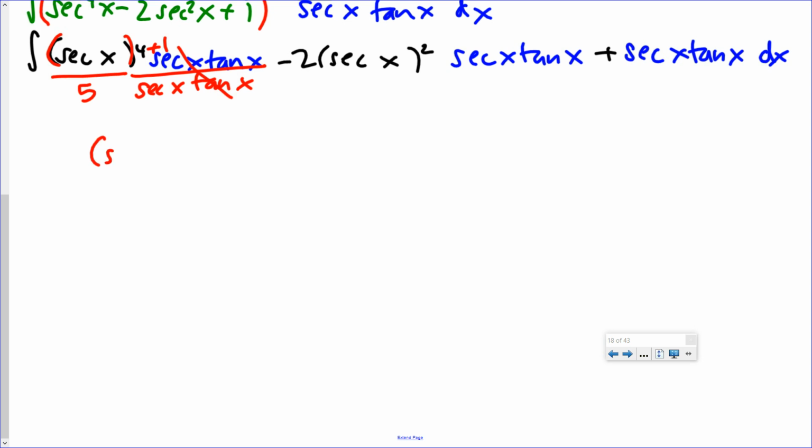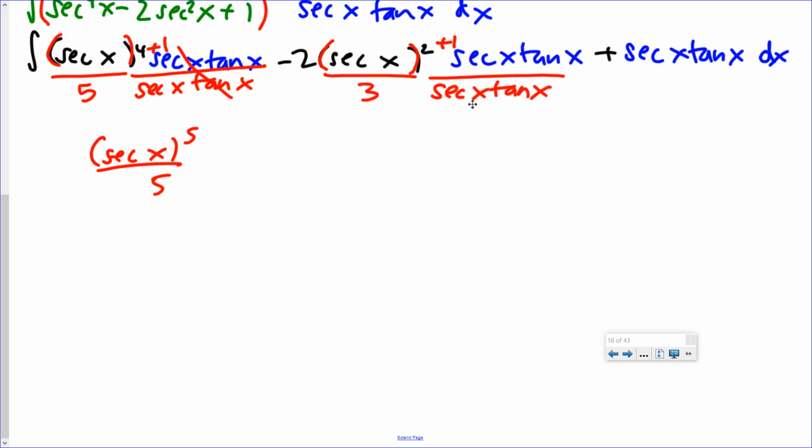So for your first term here, your answer is secant x to the 5th power over 5. Do you see what we're doing? So let's go to the second term. The second term, there's my u, secant x. I have a power of 2. I'm going to add 1 to the exponent, divide by 3. Don't forget to divide by the derivative of my u. What's the derivative of secant x? Secant x tangent x. Do my x's cancel out? Well, by golly gee whiz. So what I get here is minus 2/3 secant x raised to the 3.